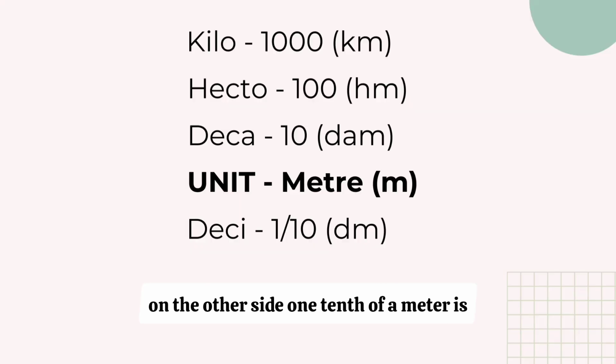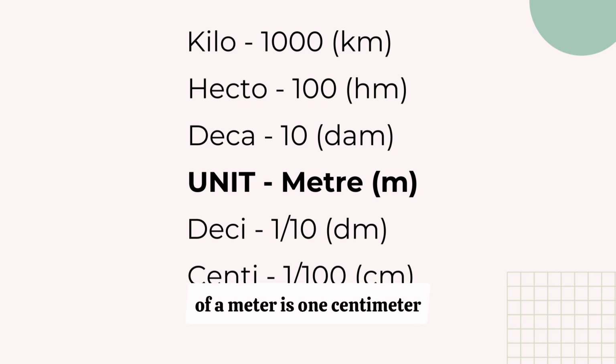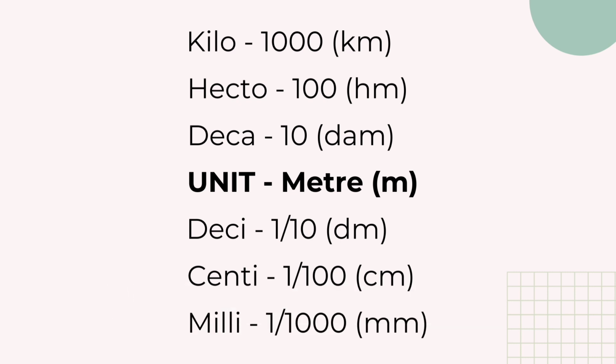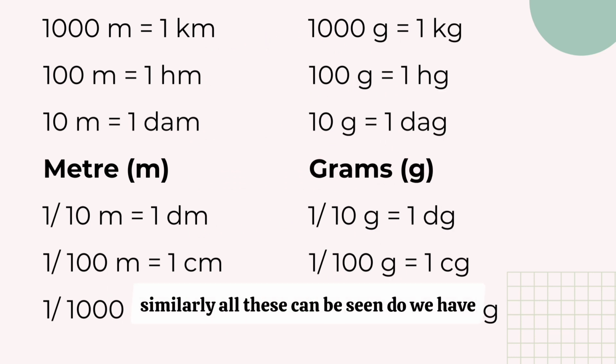On the other side, 1/10 of a meter is 1 decimeter. This is written as dm. 1/100th of a meter is 1 centimeter and 1,000th of a meter is equal to 1 millimeter. Let me fill in the others. Similarly, all these can be seen. Do we have to learn up everything?